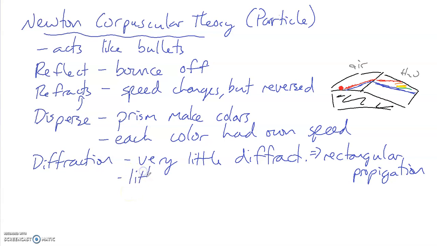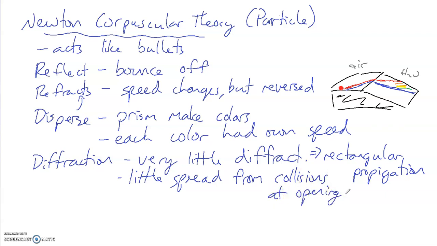So he said you get a little spread from collisions at the opening. So you do get a little bit of diffraction occurring, and that's because some of the bolts are hitting the edge of the opening, and since they hit the edge, they'll ricochet a little bit and cause a little bit of diffraction. So light goes pretty much straight, and you get a little bit from some collisions at the opening, and that's about it.